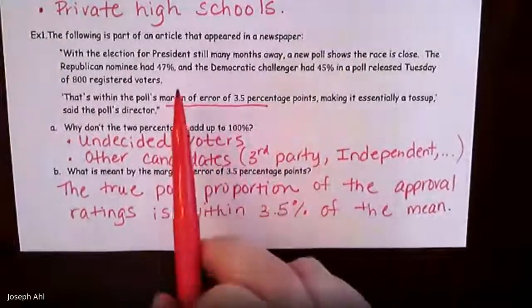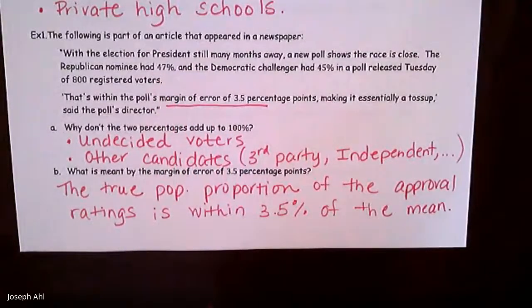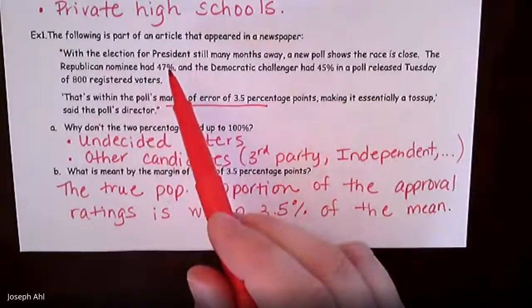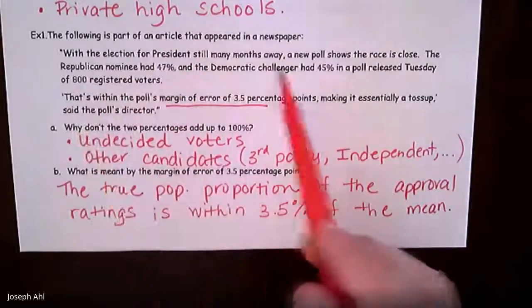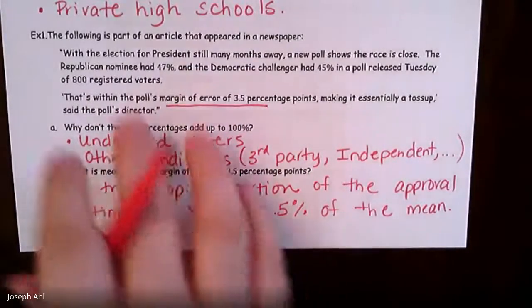Okay, so because of that margin of error, we don't know that it's exactly 47% who are going to vote for the Republican nominee. It's within 3.5% of that value. Okay, so 3.5% above or below that proportion. Okay, so moving on to the next page.